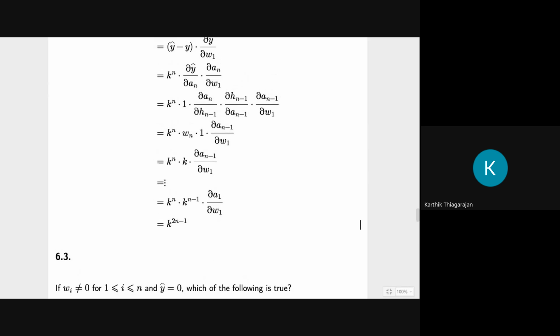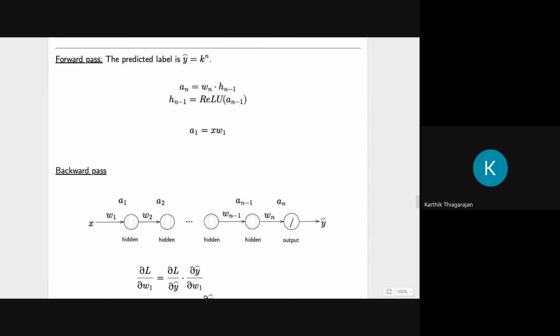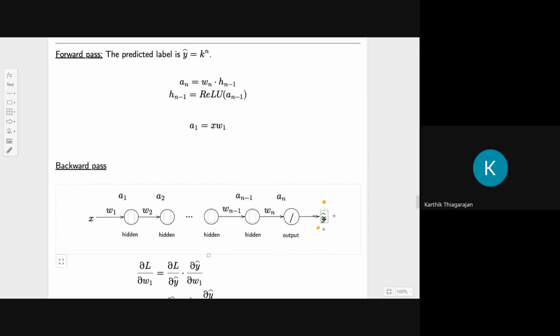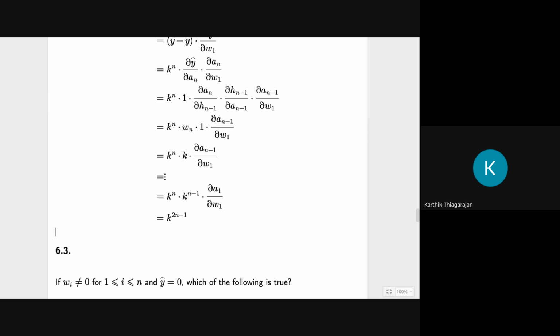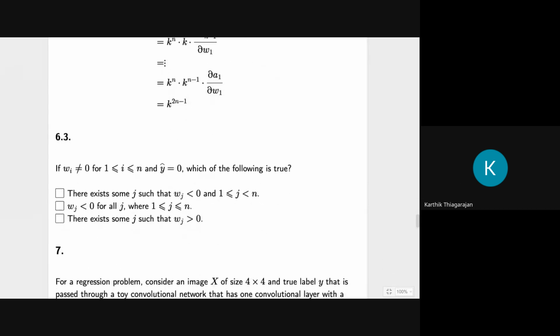So I have written so many steps. You don't have to write all those steps. You should immediately see that this is y hat minus y into a product of the weights. You are just multiplying the weights. ReLU's derivatives will all be just 1. So it's just y hat minus y into wn, wn minus 1, and so on till w2. When you come to w1, you have to be careful. You can't use w1 again. You'll have to use x. So that's how the k power n plus n minus 1 comes in. Slightly hard, but yeah, that's this question.